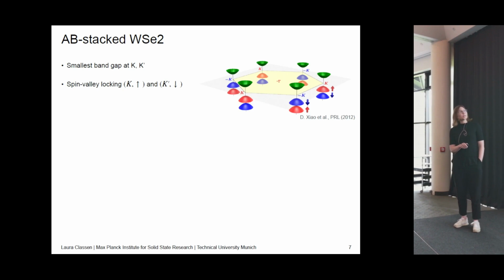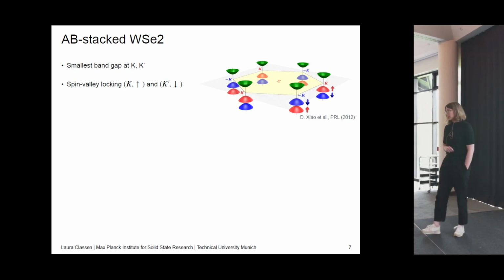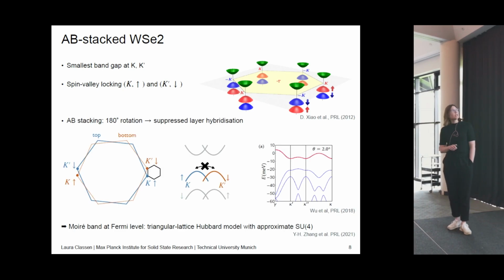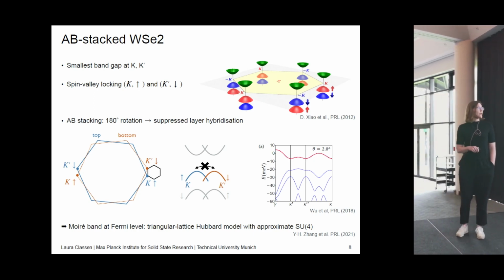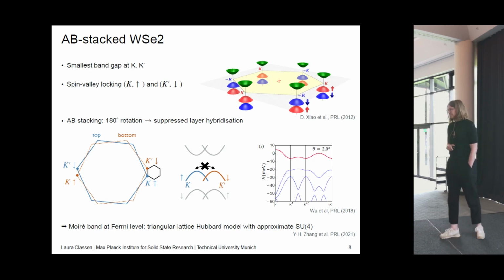So in the valence band, if I am, say, at this valley minus K, and the valence band has spin down, this means that at valley K it will be spin up. So these are not independent degrees of freedom in a sense. Good, then we take two of these, put them on top of each other and slightly rotate. And because I said we do that in an AB fashion, we now have, say, from the top layer, the K valley with spin up in close proximity to the K prime valley with spin down.